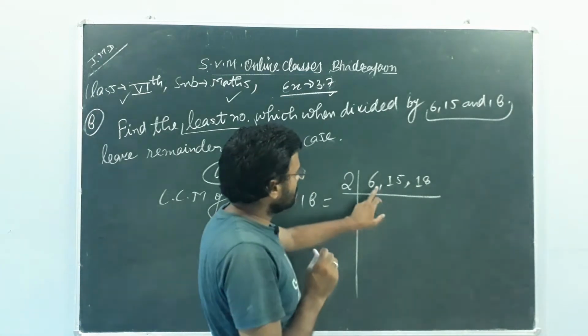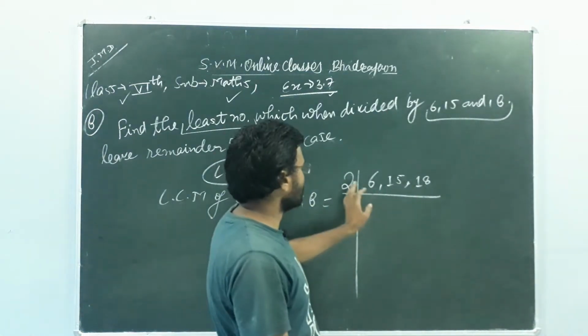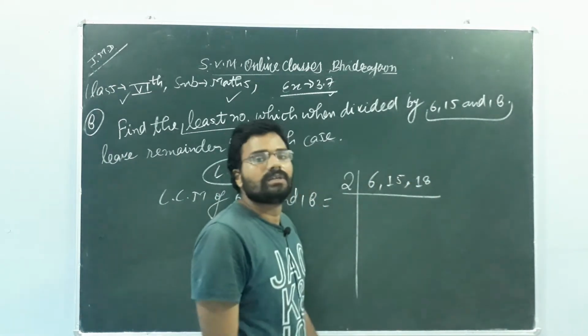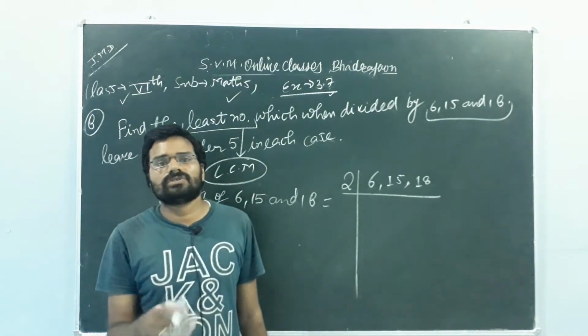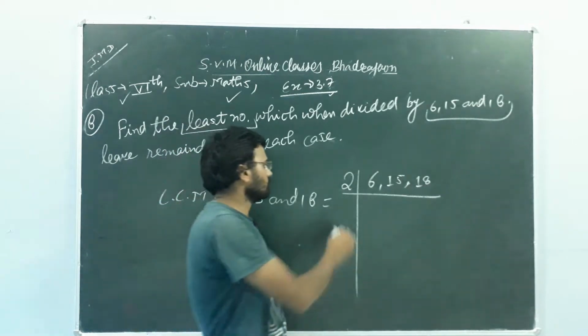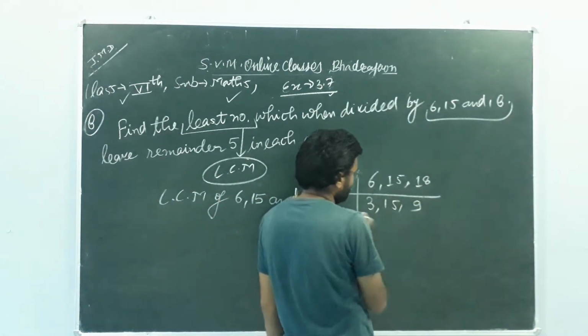Because 6 is given and 18 is also given, both numbers are divisible by 2, because the unit place digit of 6 is 6 and of 18 is 8. Whenever the unit place digit is 0, 2, 4, 6, 8, then the number will be divisible by 2. So we will divide it by 2. 2 3s are 6, this is 15, and 2 9s are 18.